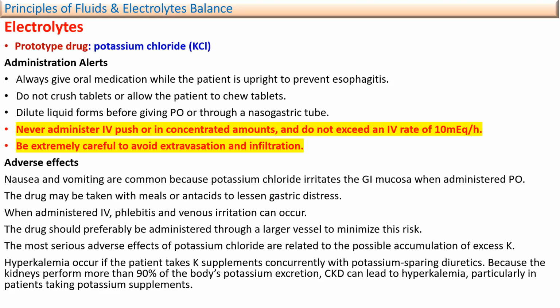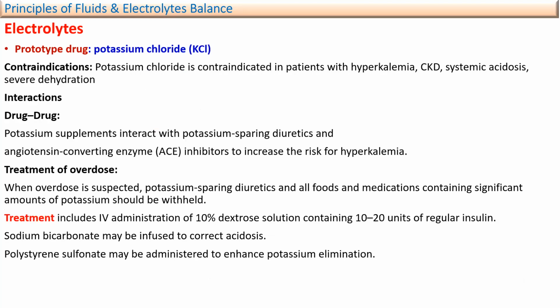So again, for potassium, never administer IV push or an increased amount, and do not exceed the IV rate of 10 milliequivalents an hour. We should be very careful because this causes a burning sensation, and potassium is recommended to be administered by a large vein, a central vein, not a peripheral vein, because that causes burning, extravasation, and infiltration. So that's why it's highly recommended that we administer the potassium IV through a central vein.